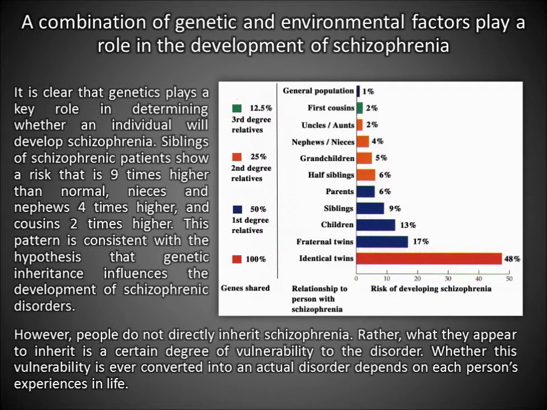A combination of genetic and environmental factors play a role in the development of schizophrenia. It is clear that genetics plays a key role in determining whether an individual will develop schizophrenia. Siblings of schizophrenic patients show a risk that is 9 times higher than normal, nieces and nephews 4 times higher, and cousins 2 times higher. This pattern is consistent with the hypothesis that genetic inheritance influences the development of schizophrenic disorders.